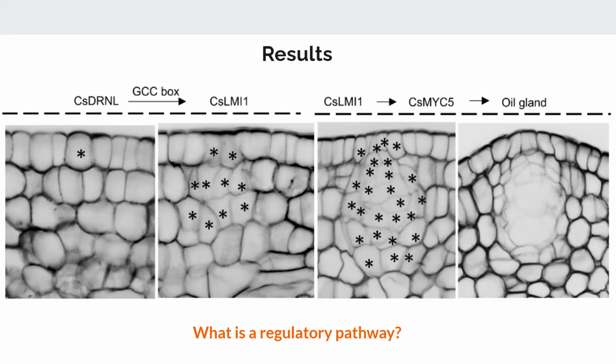The data from this paper in particular indicates that the process of oil gland development starts in the outer layer of a fruit with DRNL acting as a flag or a flare so that CsLMI1 knows to start doing its job. Because CsLMI1 was activated in the first step, it can now help create oil glands in the skin, and this causes MYC5 to be expressed. MYC5 then causes the oil glands to be fully expressed, and it begins the essential oil production process, as can be seen in this timeline of cell growth.